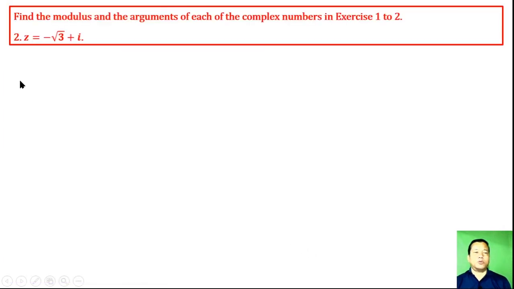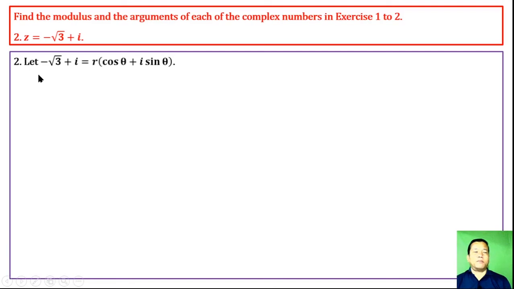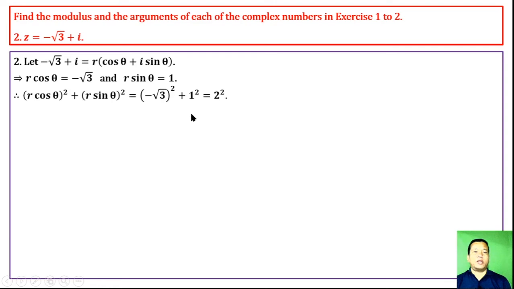For question number 2, let minus root 3 plus i equal to r cos theta plus i sin theta. Equating real and imaginary parts from both sides, we get r cos theta equal to minus root 3 and r sin theta equal to 1. Squaring and adding, we get r square equal to 2 square, which gives r equal to 2. Therefore the modulus of z is 2.